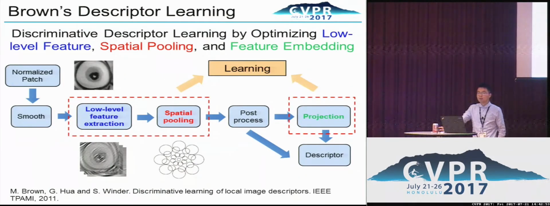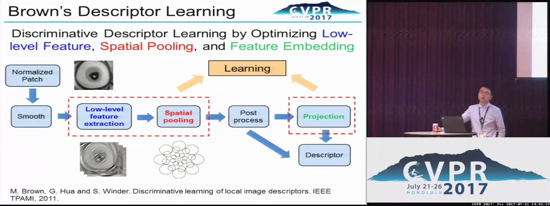Based on the summarization of the handcrafted descriptors, Matthew Brown et al. have proposed to learn the core components of a feature descriptor by optimizing the area under the ROC curves. These core components include low-level feature extraction, spatial pooling, and feature embedding methods.